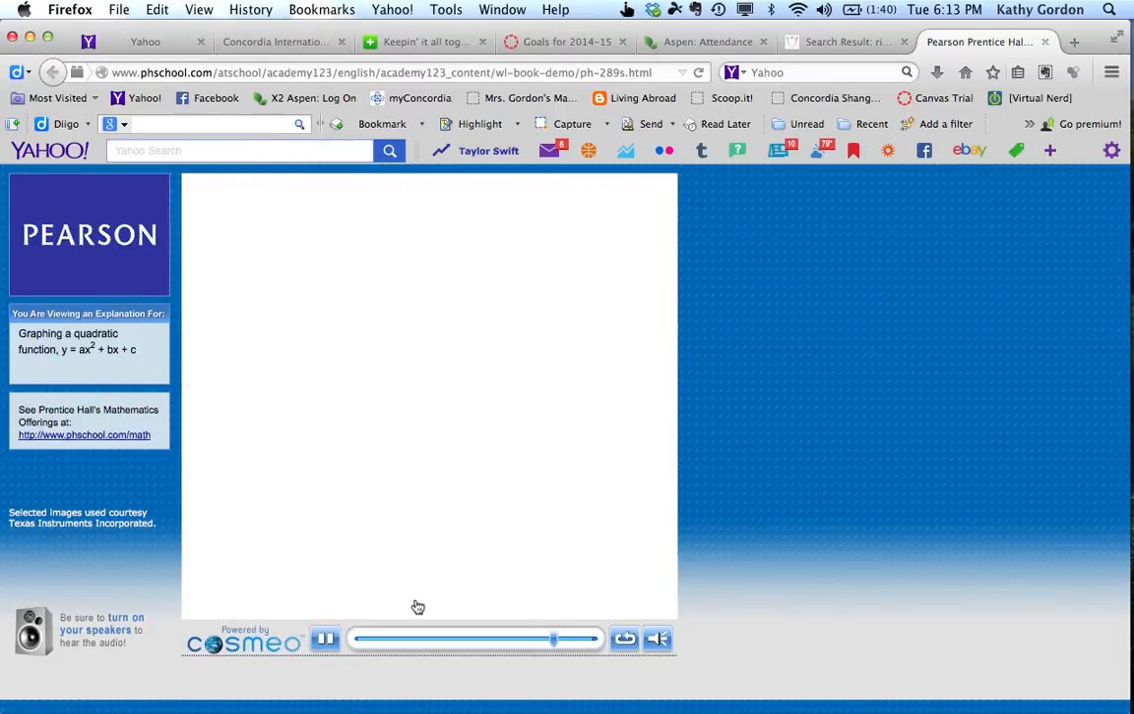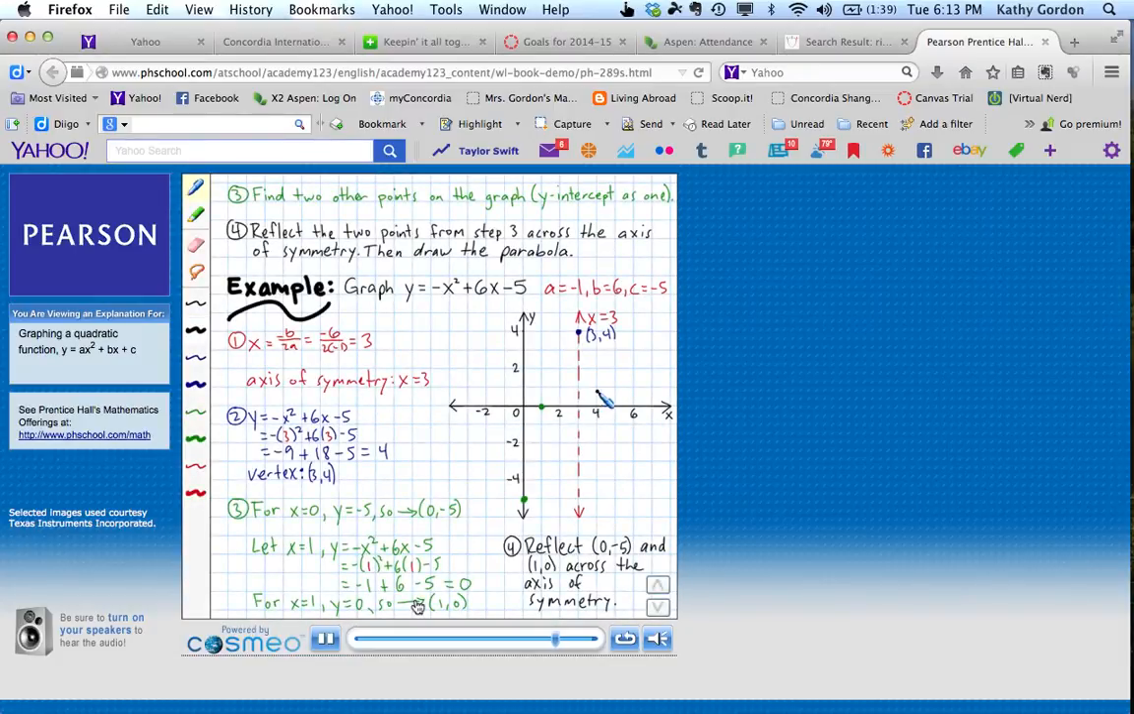All right, let's finish the problem. Welcome back. Your 2 reflection points should be at 5, 0 and 6, negative 5. So now we can connect our points and draw our parabola. And here's what your parabola should look like. Okay, let's label it. y equals the opposite of x squared plus 6x minus 5.